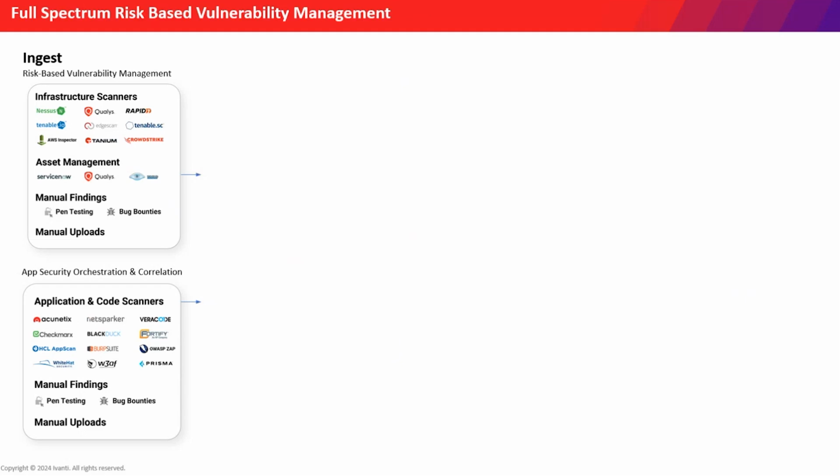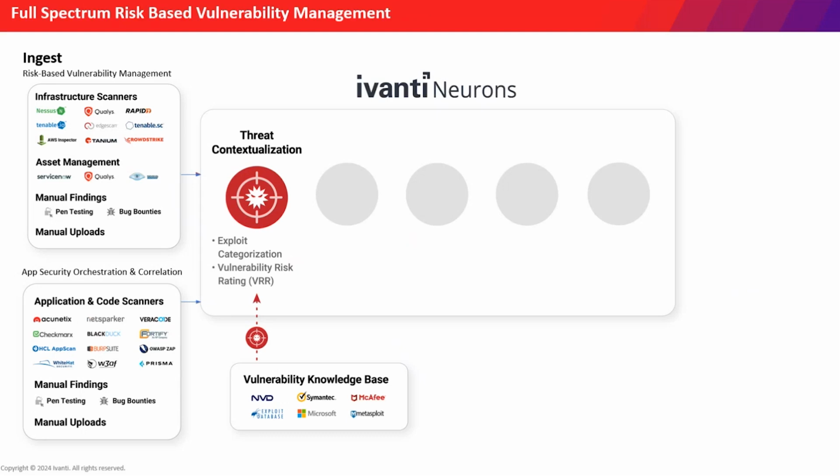So once we get the information in, then we can put some context to it, and we can categorize it. We can assign some scoring. So we've got this vulnerability risk rating that I'll show you how that's made up and what exactly goes into that. But that helps us score these and categorize them to help prioritize and focus our efforts.